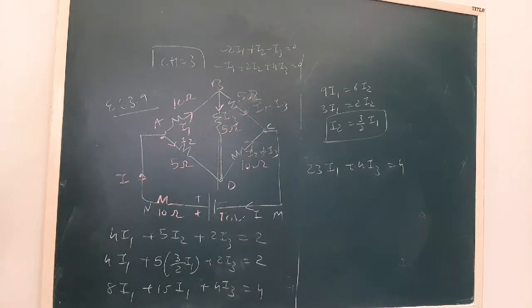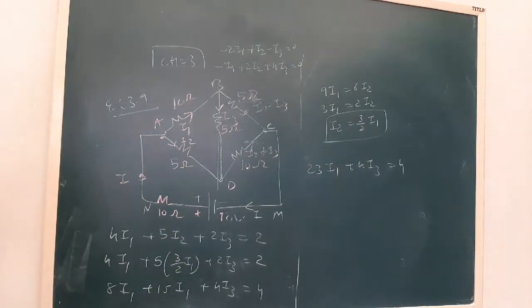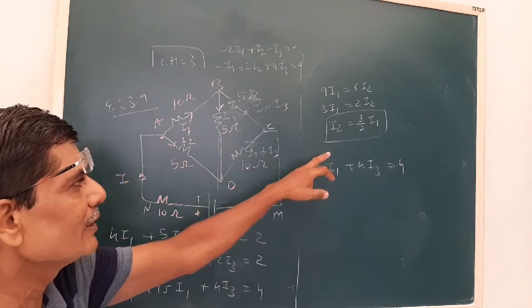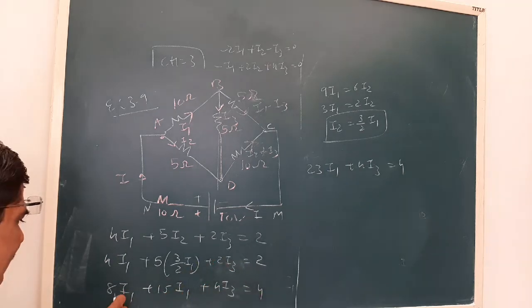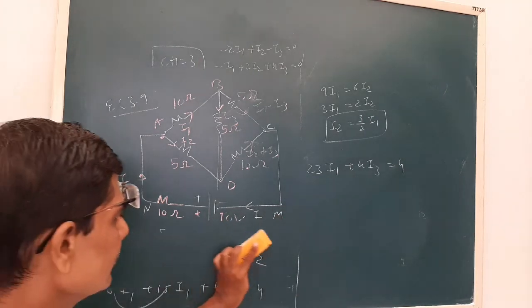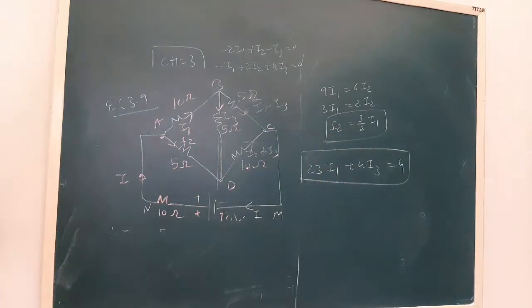Now see, we have to use the elimination method. See what we have done: 4I1 plus 5I2 plus 2I3 is 2. Now what is the value of I2? We are getting 3 by 2 I1, that I substitute here. So 4 twos are 8I1, 5 times 3 by 2 is 15I1, 2 twos are 4I3 and 2 twos are 4. Now so that is 15 plus 8 is 23I1 plus 4I3 is 4. See, this is our first equation.